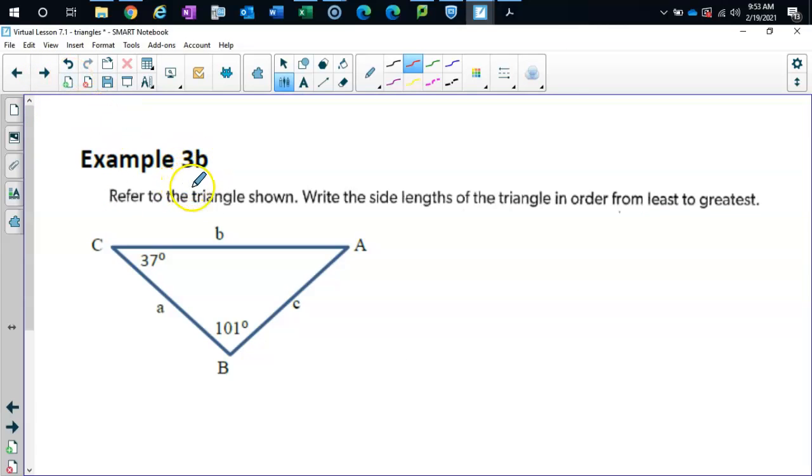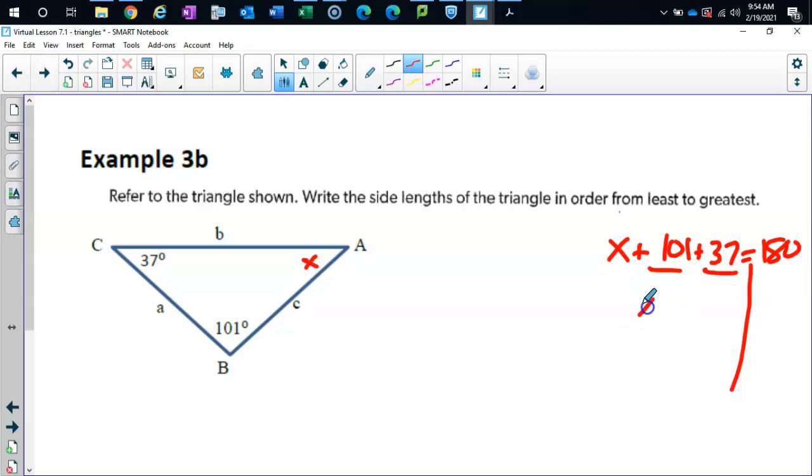Okay. Write the side lengths of this triangle in order from least to greatest. Well, look at this. We're missing an angle. We don't know what this angle is. We're going to call it X. So before we can list these in order, we need to find X. Well, what do we know? Don't we know that all 3 angles add up to 180? So X plus 101 plus 37 equals 180.